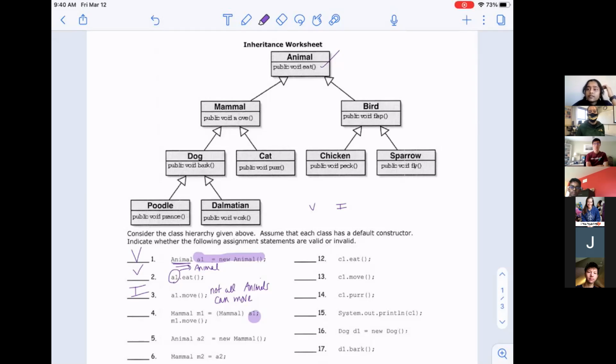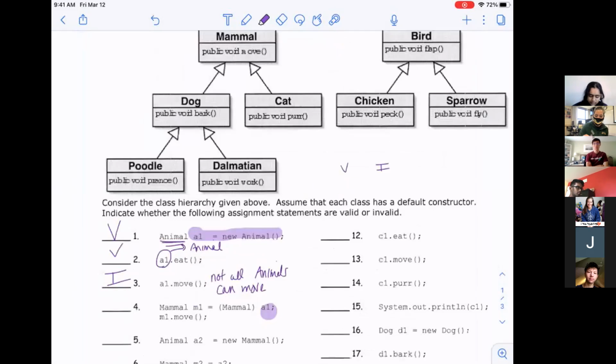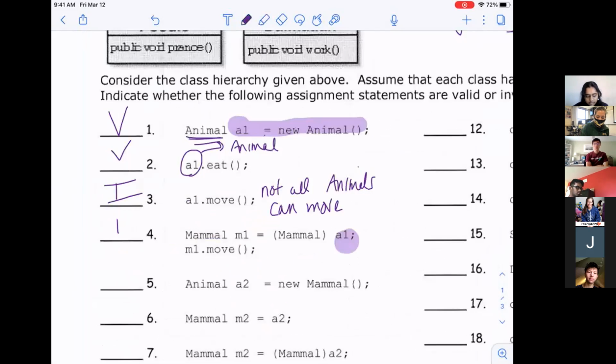This is like me telling somebody, lace your shoes when they're wearing slip-ons. You can't do it. It doesn't matter how much they say, but they're laces. No, there's not. This is not a mammal. I cannot call it a mammal. This would be your illegal class cast exception. You cannot cast something as an object that it is not. So this here would also be invalid.